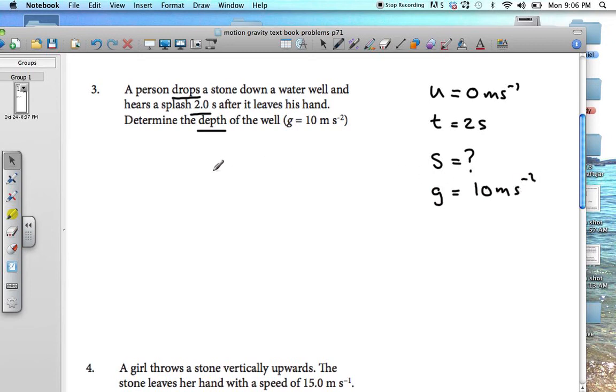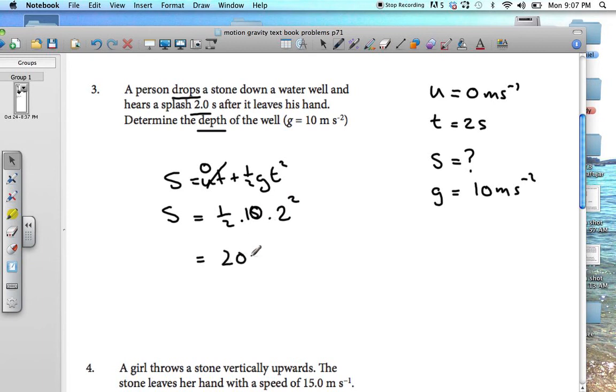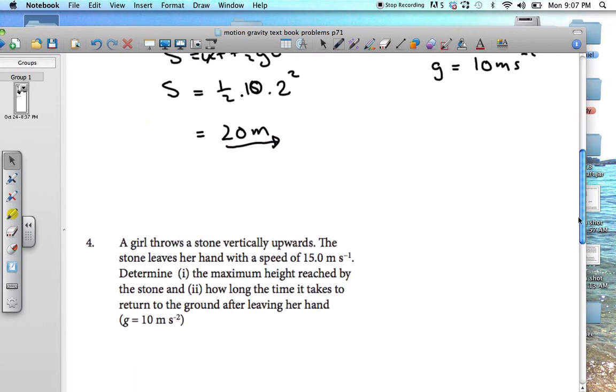So which formula am I going to use? Well, I've got my U, I've got my T, I've got my G. I'm going to use this formula over here. S is equal to UT plus a half GT squared. And so this is equal to 0 because the U is equal to 0. I'm going to get a half times 10, which works out to be 5, times 2 squared. 2 squared is 4, times 10 is 40, times a half, 20 meters is the depth of the well. Okay, well that was pretty straightforward.